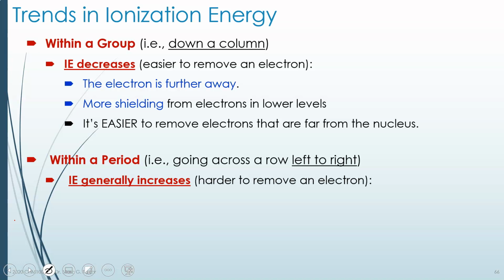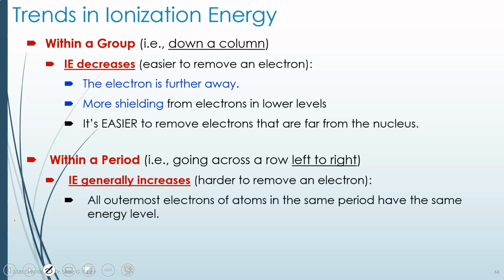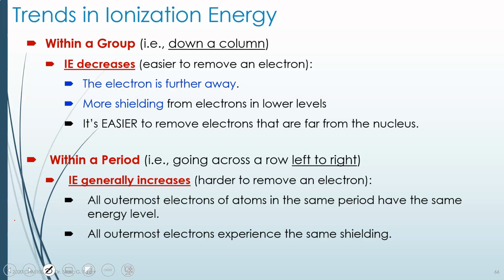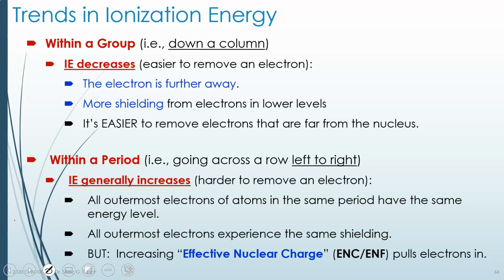In this case, it makes the ionization energy increase as you go from left to right. In other words, the outermost electrons in the atoms in the same period have roughly the same energy, and they experience roughly the same amount of shielding because there's not that much difference in size. There are not that many electrons lower than them, and they're roughly the same number within the same row. But the effective nuclear charge is pulling those electrons in tighter, and the atoms are also a little smaller on the right side of the periodic table.